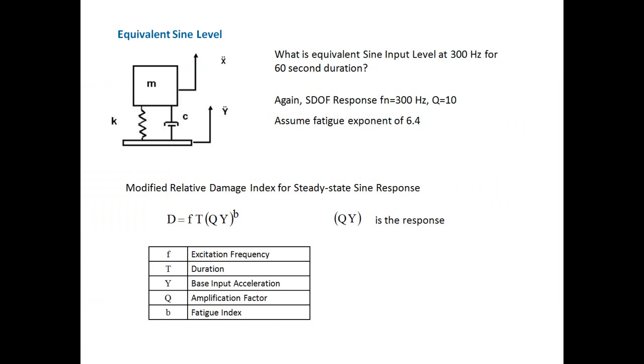Now, the whole purpose of this exercise is that once we get the damage from our random vibration, we want to come up with an equivalent sine level. This will be an equivalent sine level where the sinusoidal frequency is at 300 Hertz, which is the natural frequency of our spring mass oscillator. And we're going to be consistent, so we're going to have Q equal to 10. That's the amplification factor, equivalent to 5% damping. The fatigue exponent, it's important to be consistent here as well, 6.4.